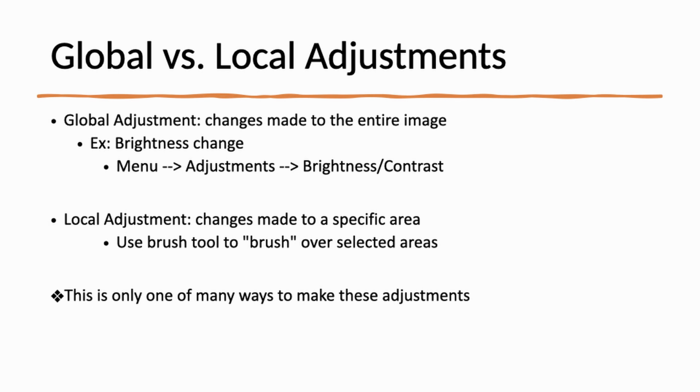Global adjustments are changes that are made to the entire image. So for example, if you were to change your brightness, you would go to the top menu, click Adjustments and Brightness Contrast, and that would change the entire picture's brightness level. Local adjustments are changes made only to a specific area of the image. One way to do this is to use the brush tool and brush over selected areas.